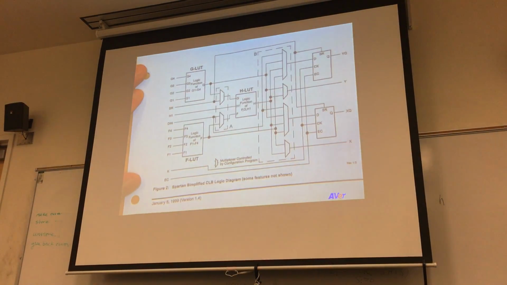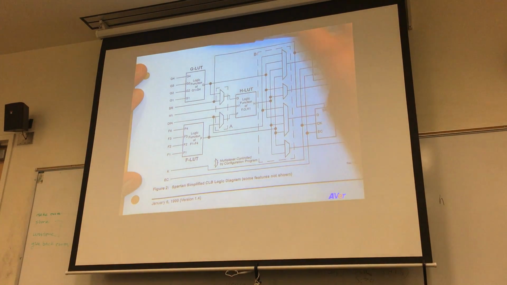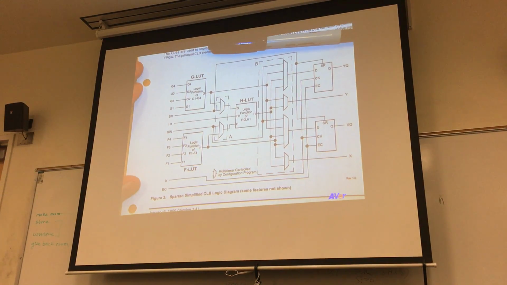This is what the configurable logic block architecture looks like. First thing you will notice is, unlike programmable array logic devices, the PALs, the generic array logic devices, the GALs, there are no logic gates in there. There's no AND gates, OR gates, exclusive OR gates, etc.